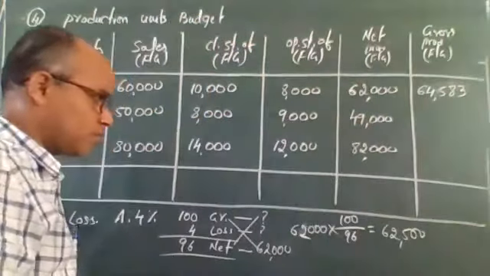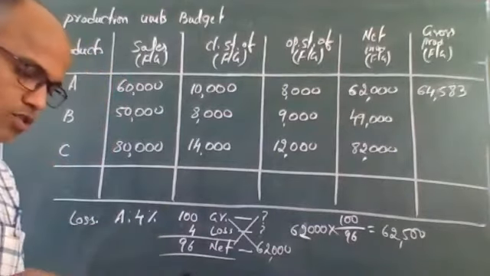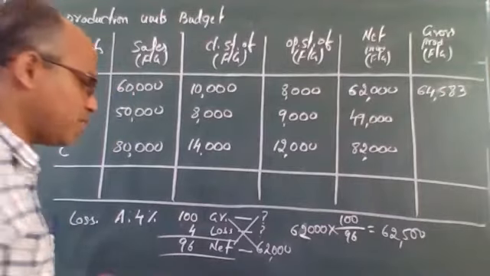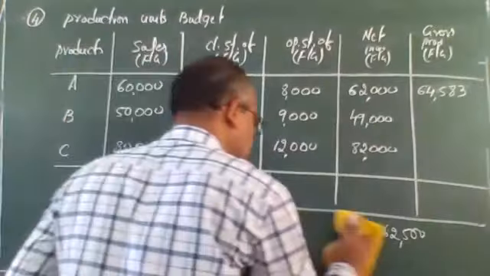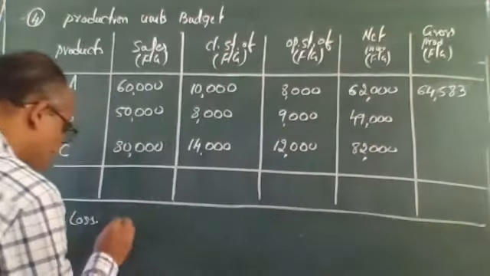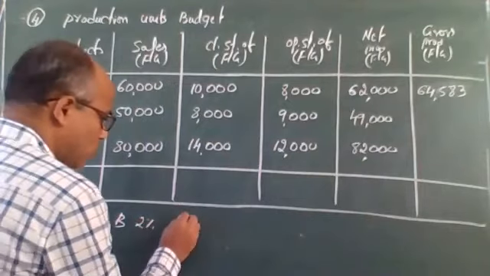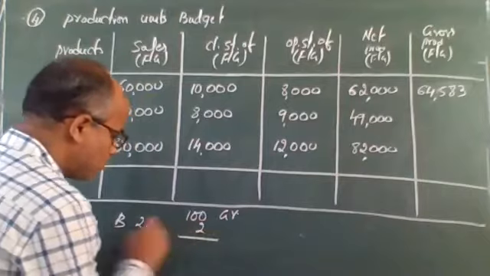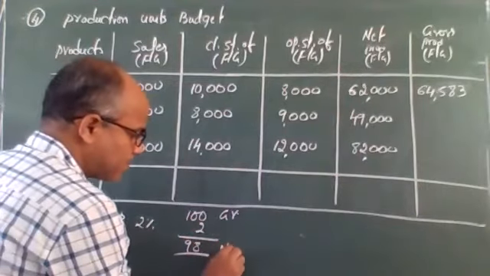49,000 into, what is the rate of loss given here? For the second product, product B, loss is 2%. So if I'm producing 100 gross units, 2% means 2 units will go. So what I get is 98 as net.